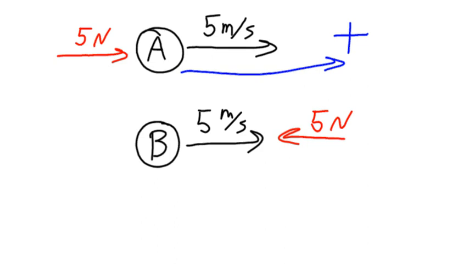Object B, however, is going to see an acceleration in the negative direction because the force applied is pushing it in this direction. It will have acceleration opposite to its velocity. This will make it slow down, or in these terms, give it a negative acceleration.